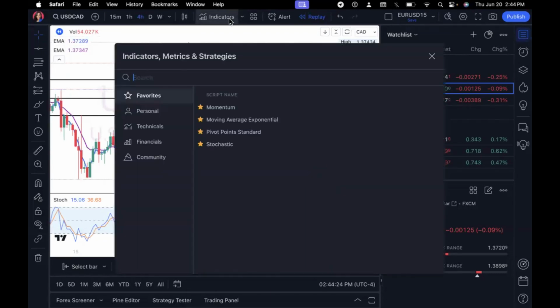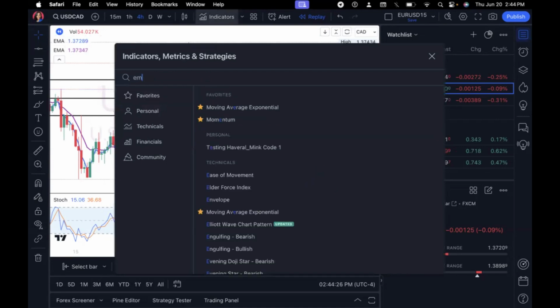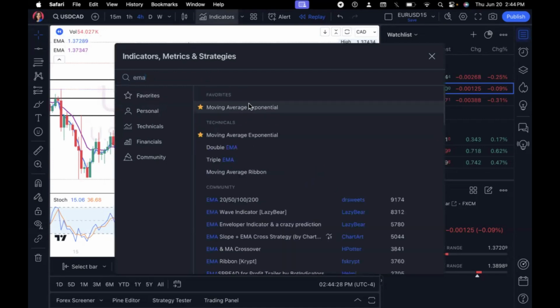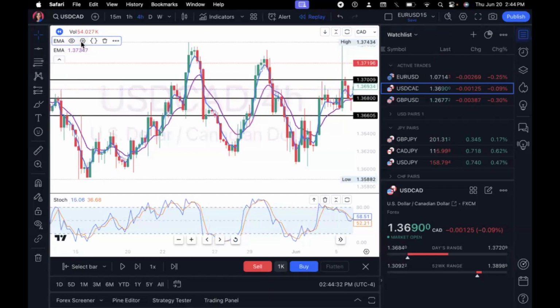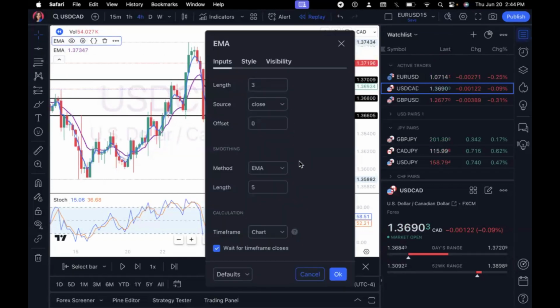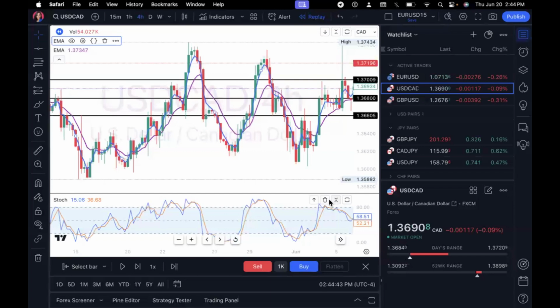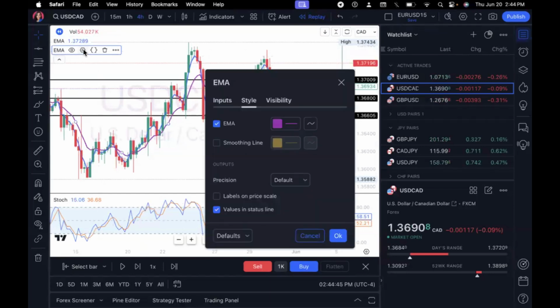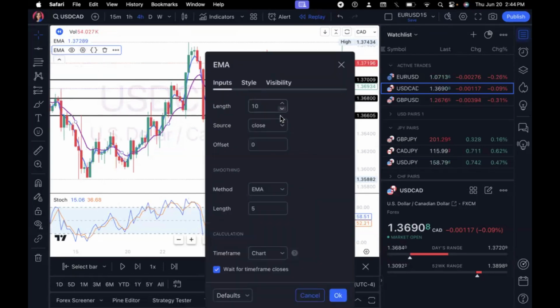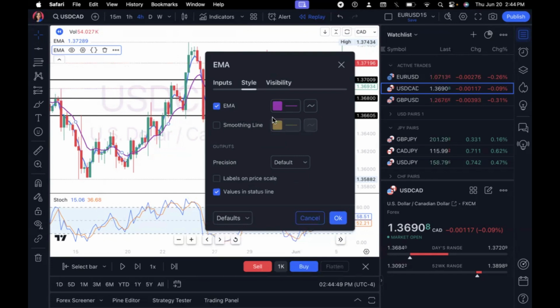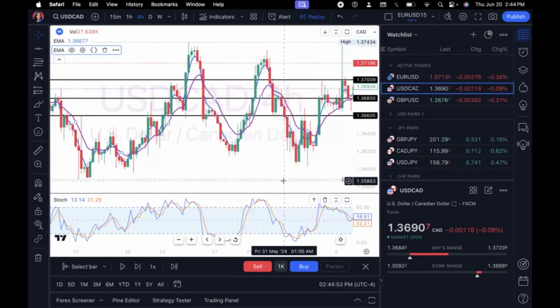So you would just go to your indicators, you would search EMA. It comes up as moving average exponential, and you would add 2 of those to your chart. Now, for the first one, these are my settings. I encourage you guys to write this down or take a screenshot. The length is 3, the method is EMA, and I just simply kept the color as blue. And for my second EMA, the length is 10, the method is EMA, and I changed the style to purple just so that I could differentiate between the 2 lines.